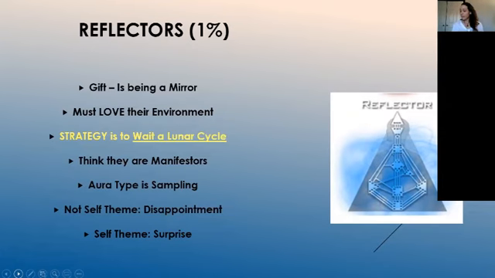And our last type is going to be our reflector. I love talking about reflectors because, first of all, you've got to imagine that in our town there's only one. There's only one reflector, so we can realize that they're super special, and that in the universal design, for some reason, only one was necessary within a group of about 100. And here's why. A reflector's gift to the community is literally just to be a mirror. That's it. And what does that mean for us?